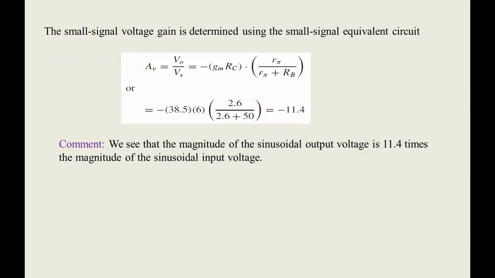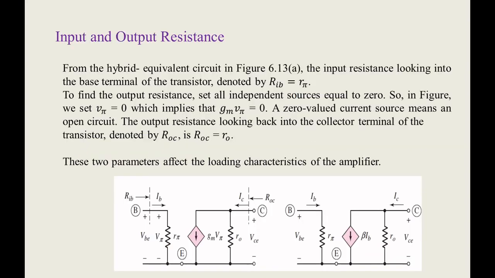You know the formula for voltage gain, you have studied, right? It is gm RC into R pi divided by R pi plus RB. Just plug in the known values and you will get 11.4. The observation is that the magnitude of the output signal voltage is 11.4 times the sinusoidal input voltage. So it is magnified. The magnitude was increased 11.4 times. That is your observation from this problem.